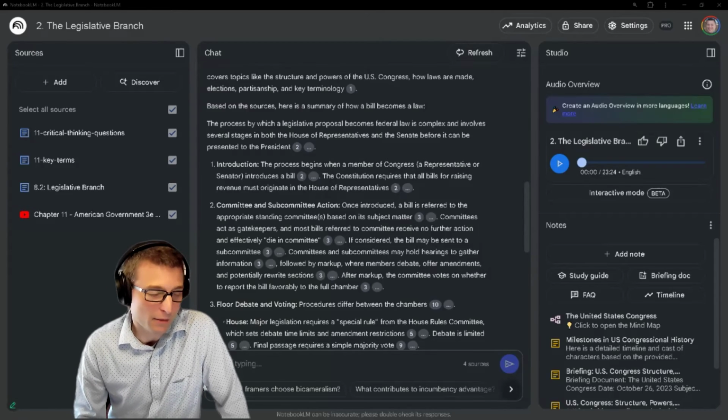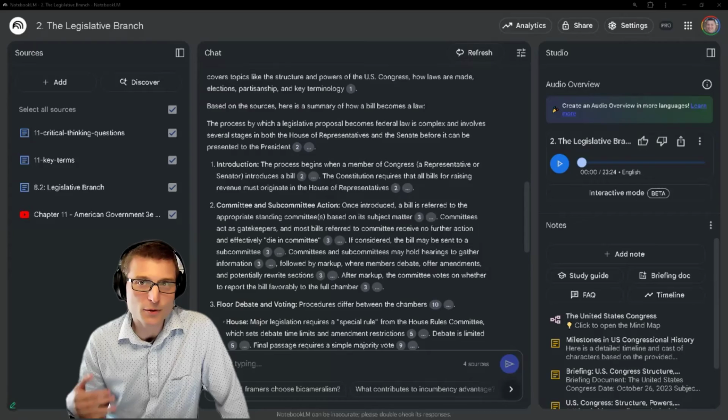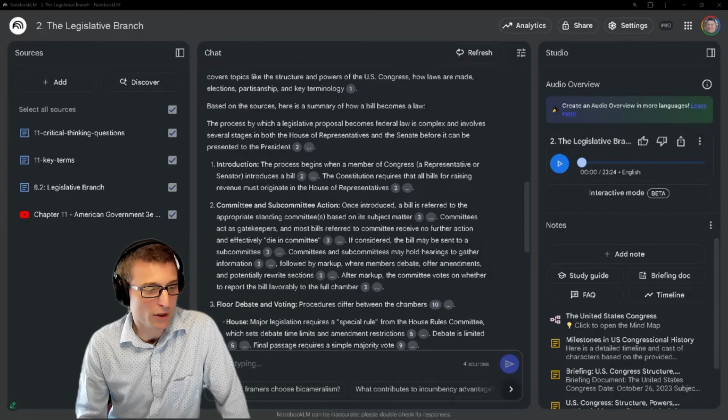There's also the possibility of a veto override. Congress can override a presidential veto with a two-thirds vote in both the House and the Senate. Although this is difficult to achieve, it's one of those checks and balances against executive overreach.